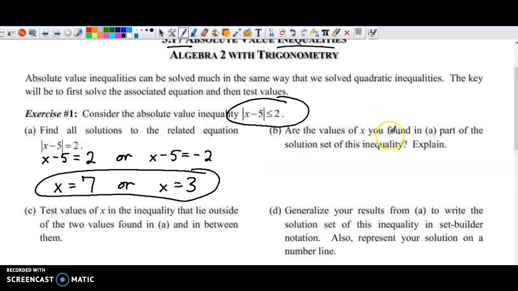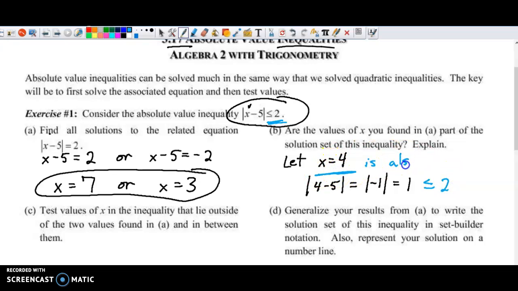What we didn't do is find other possibilities. For instance, let's guess for a second, let x equal 4. Well, if you do that, 4 minus 5, I'm looking at this inequality. Technically what I'm looking at is right here, because 4 minus 5 is -1, and the absolute value of -1 is equal to +1, and it is still true that 1 is less than or equal to 2. So x equals 4 is also a solution.